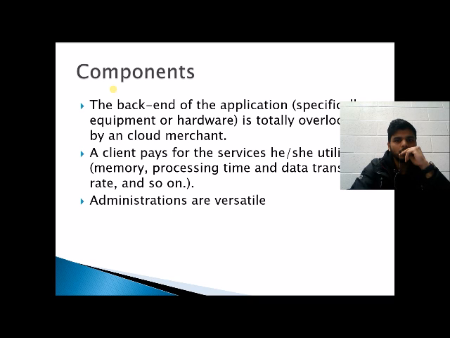The main components of cloud computing are the backend, which basically refers to the equipment or hardware, and a client that pays for the service. The amount of service that he or she uses is measured by memory, processing time, and data transfers. Administrators are versatile and can be changed at any time in an organization. Next will be the components of cloud computing, which will be discussed by our Simran.